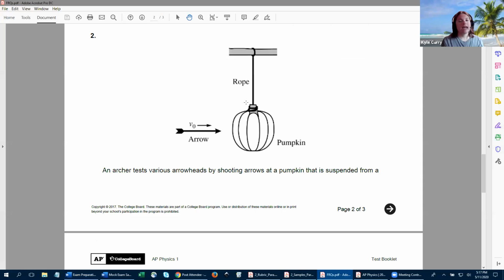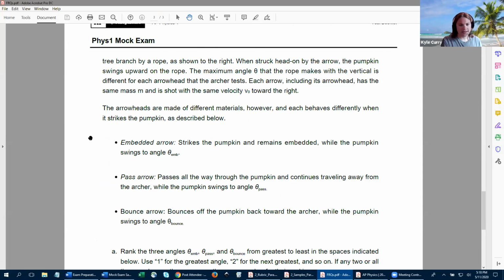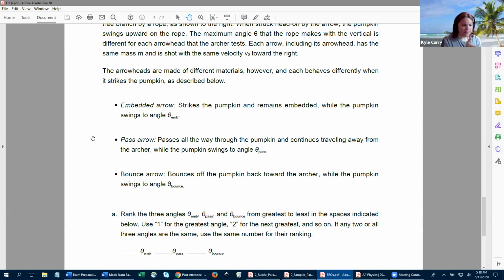All right, so we'll go back to the free response questions. We had our second question. This is the classic pumpkin hanging from a rope question. We're going to shoot an arrow to this pumpkin, and this arrow is always going to travel to this pumpkin with a speed of v subscript 0. But one of three things is going to happen. The arrow is going to be embedded in the pumpkin. The pumpkin is then going to swing up to a particular angle. The arrow is, in another case, going to pass through the pumpkin, but the pumpkin will still swing up a certain distance. Or if we have a certain type of pumpkin, this arrow is actually going to bounce off of the pumpkin and not penetrate the pumpkin at all.